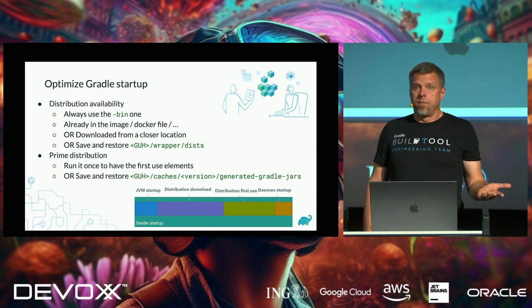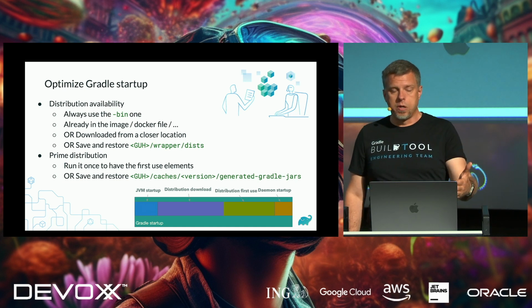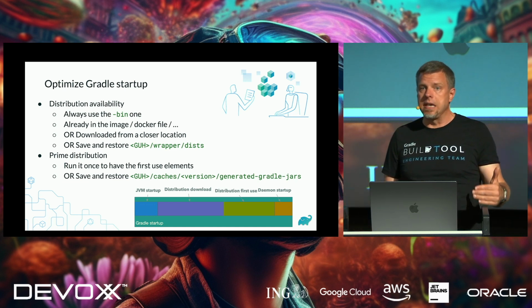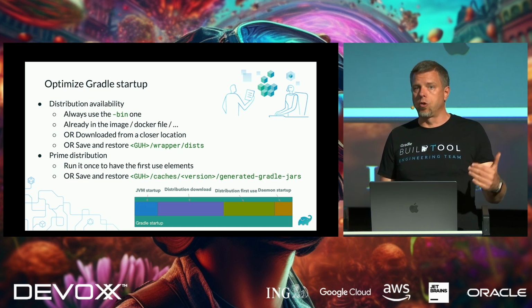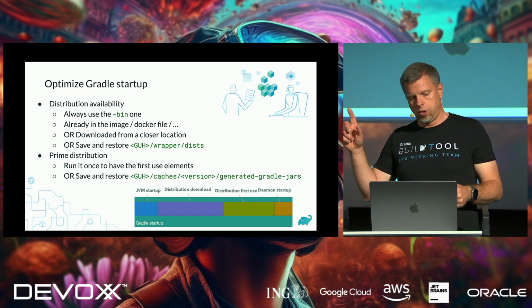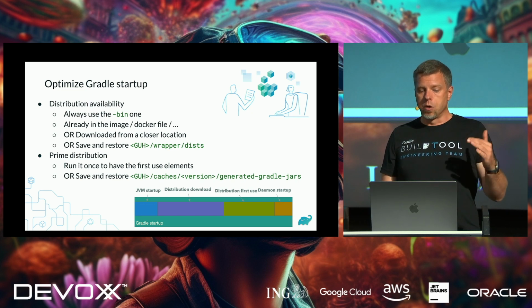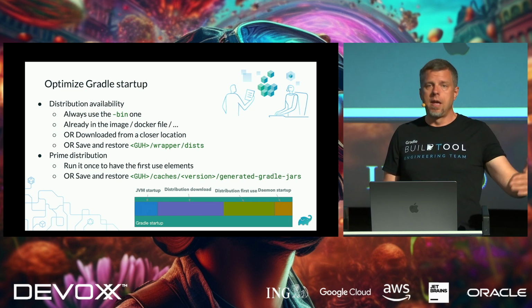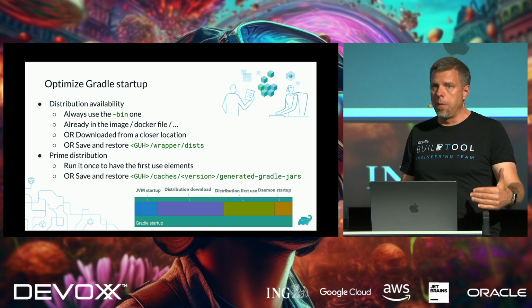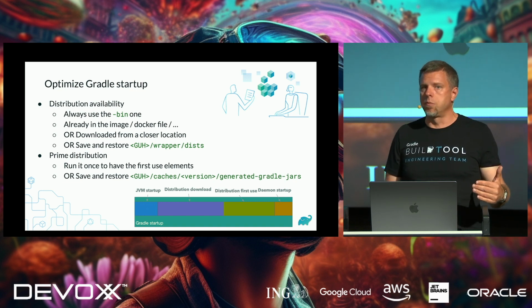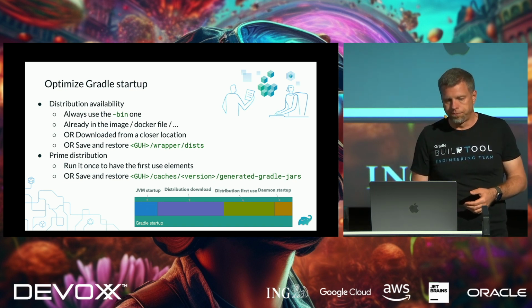Or finally, you could have a system, which is what we use on the GitHub action, where you actually save and restore specific folders under the Gradle user home. That's what the GUH stands for, Gradle user home. Because if you copy over the wrapper dists, then you know that you'll have available for the next execution the Gradle distribution required by the given project.